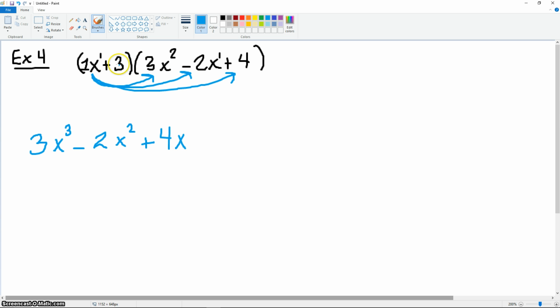Now we have to multiply this 3 term into everything inside this trinomial, just like what we did with the 1x. So here we go. 3 times 3x squared. This is a lot easier because this 3 doesn't have a variable. So it's going to be easier for y'all. It'll be 9x squared. 3 times a negative 2x is going to be a negative 6x. And then 3 times a positive 4 is going to be a positive 12.